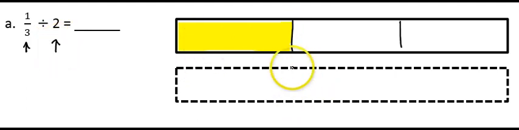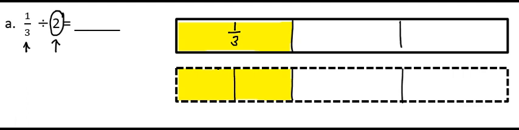So I'll start by dividing my bottom tape into 3 equal pieces, and I'll shade in 1/3 on this tape as well. The next step then is to divide that bottom tape into the 2 equal groups. So I have 1/3, which matches the 1/3 at the top. I'm going to divide it into 2 groups. The answer to my division problem is how big is one of the groups?